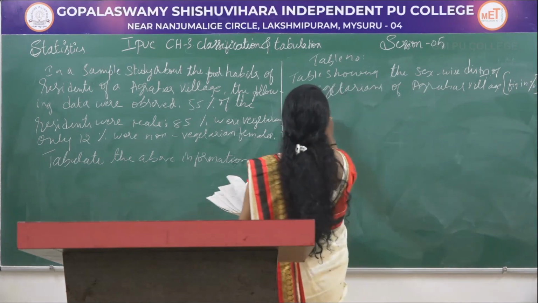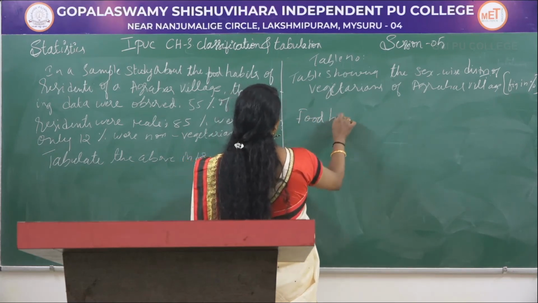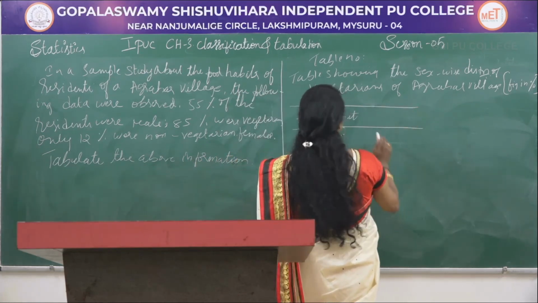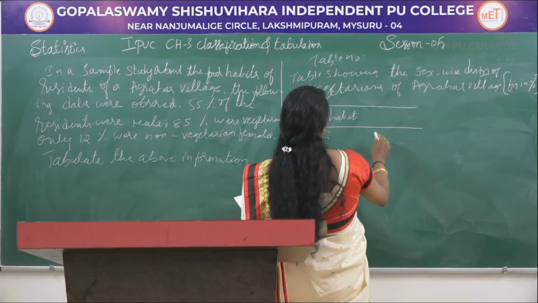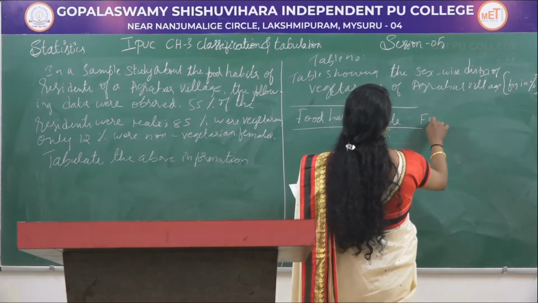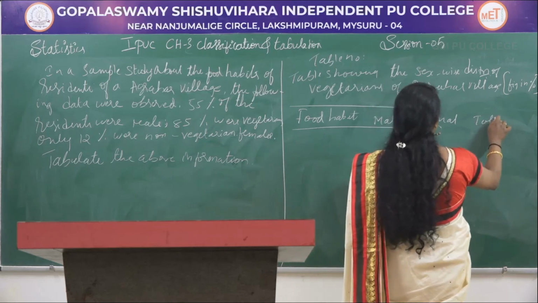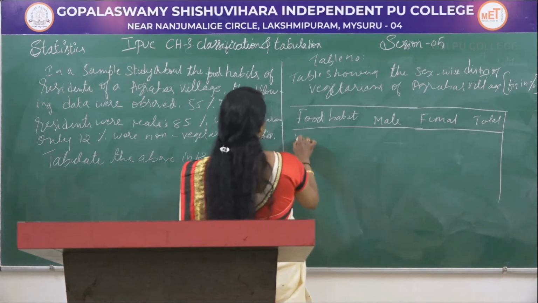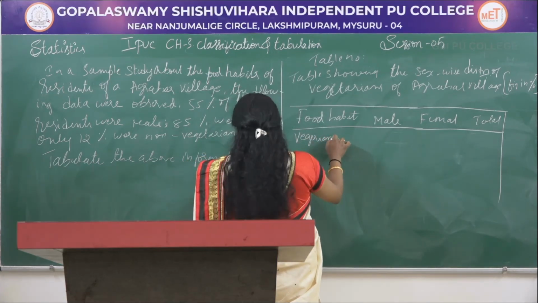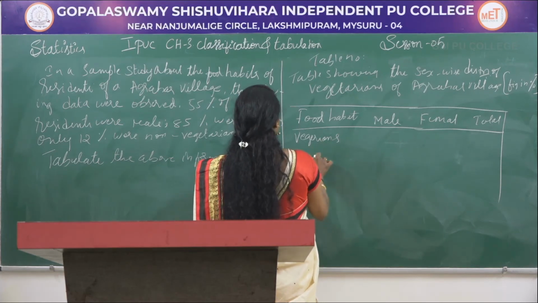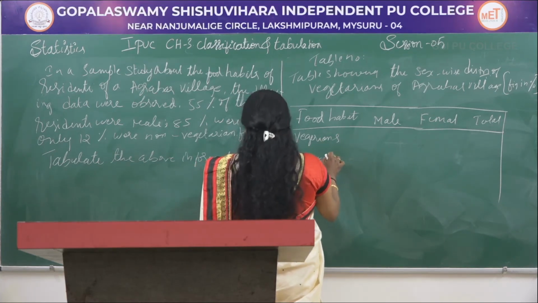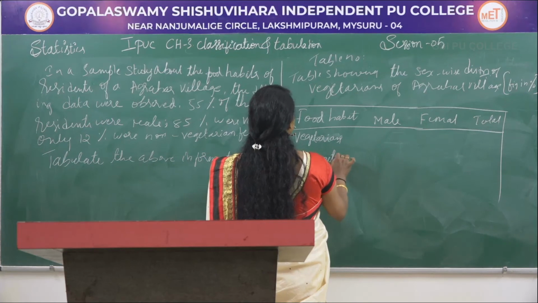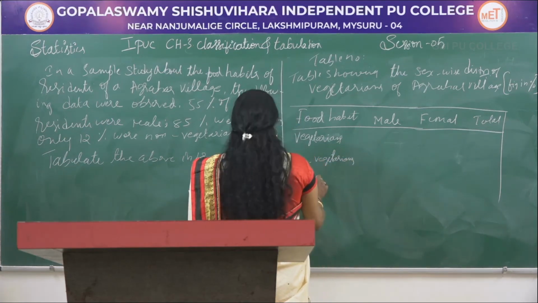Okay, and here in row heading we will take it as food habit. Under this food habit, vegetarian, non-vegetarians will come, male, female and total. Under this food habits, it is vegetarian, non-vegetarians, next total.